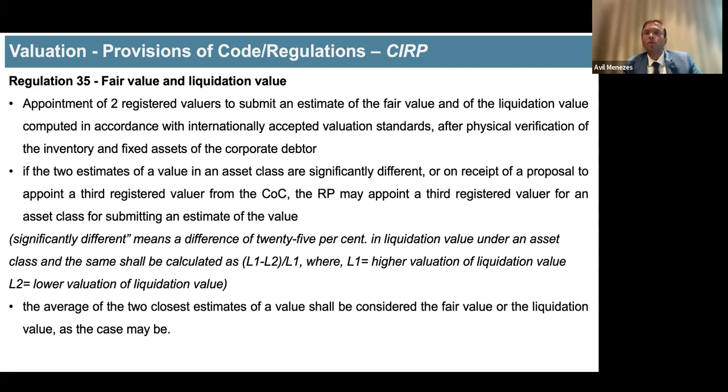In that case, you have to appoint a third valuer, or do so on receipt of a proposal by the COC to appoint a third valuer. Sometimes it may so happen that one valuer is at 100 and the other is at 99. It looks to be a fixed match. So the COC may also decide to have a third valuer doing the valuation. Valuation is also a very interesting exercise.